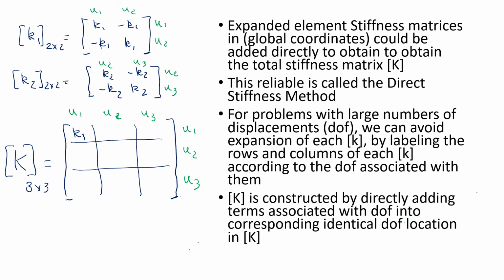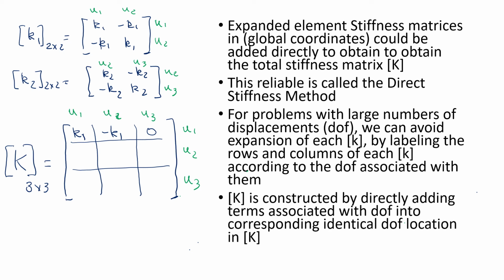For row 1, again, there is no U1 for element 2. So everything is coming here from element 1. I'm going to get here a minus K1. Then row 1, column 3, we do not have any contribution from any of the elements, so we're going to get a 0. When I go to U2, I have a column U2 for both elements 1 and 2. So we're getting contribution from both elements. So this is where we are going to superimpose or add the terms directly.